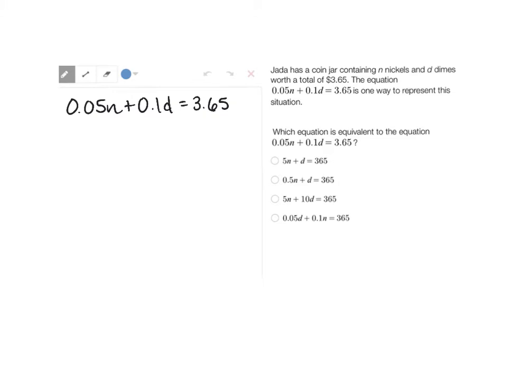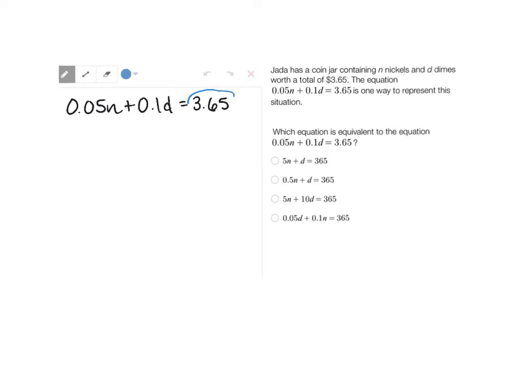All right, in class, we talked about a few things. We talked about moves in an equation. So for an equation, whatever move you do to one side, you have to do the same exact thing to the other side.